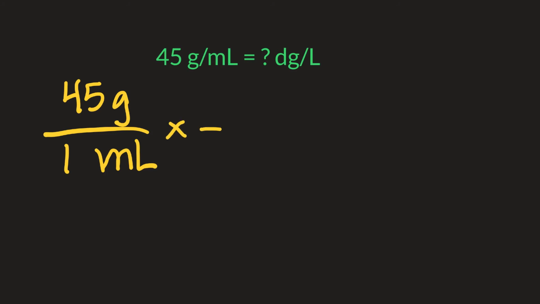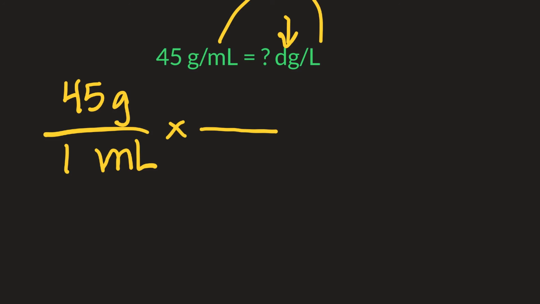Now, you can see that we need decigrams on top. So we're going to go from grams to decigrams. But we're also going to change milliliters into liters. Do you think it matters which one we convert first? The answer is no. I usually, out of habit, convert the top one first. But it really doesn't matter because in the end, you're just multiplying and dividing and you're good.